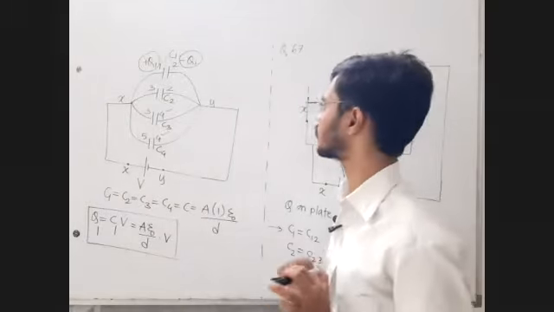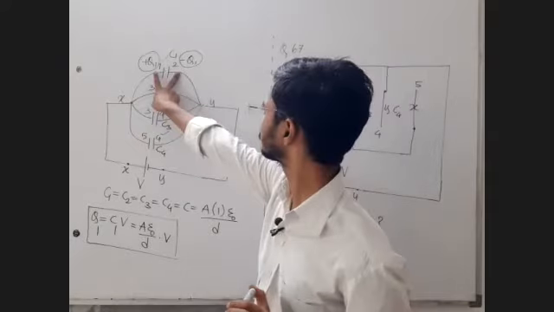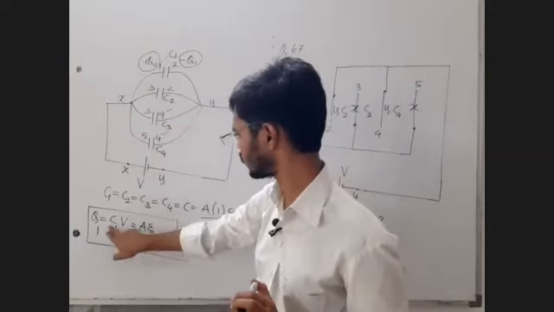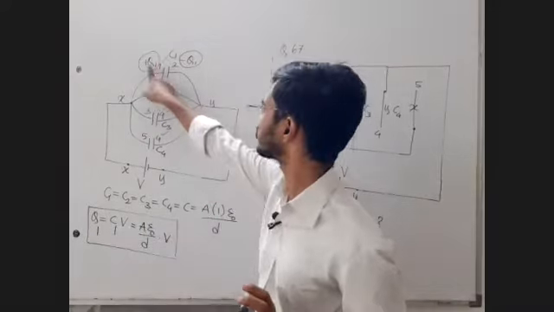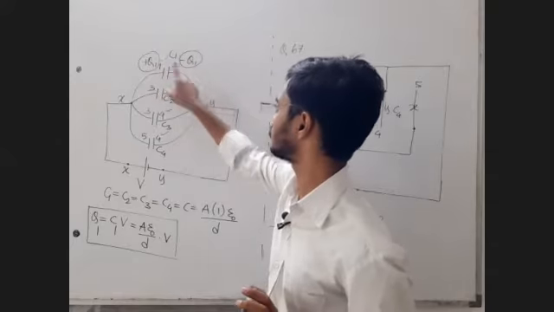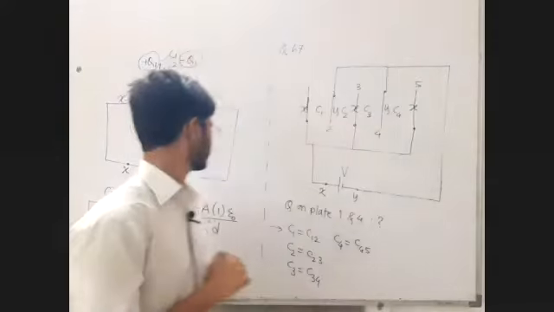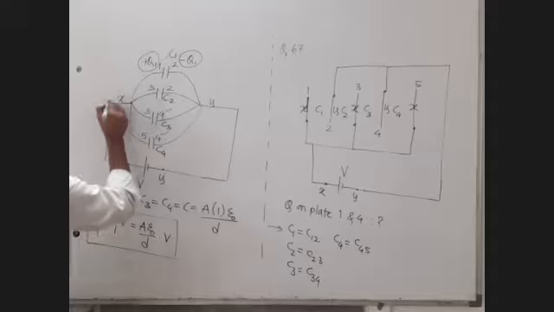Fine. Concentrate here now. We know V. Let's write Q equal to CV. And on this plate there should be positive charge. On this plate there should be negative charge. All right. Charge flow directions, if you want, you can draw.